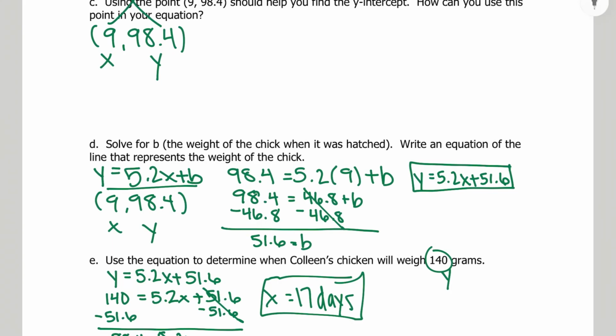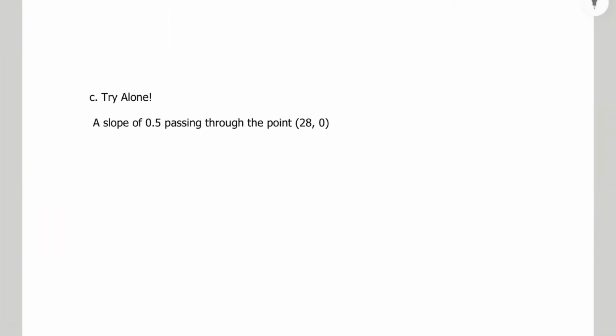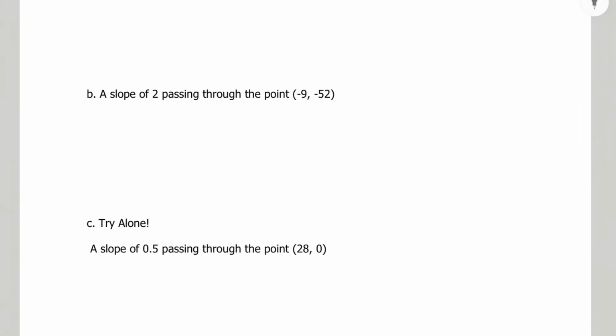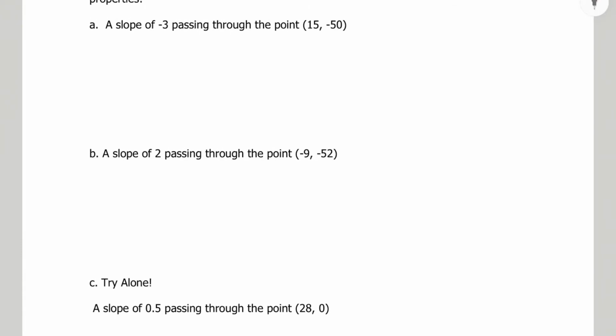So now what we're going to do is some practice with this without graphs at all and just looking at numbers. So on the next page, 279, we're going to do A and B together, same idea. And then C you're going to do on your own. And I'm still going to write the work and everything. I just won't talk through it, and you can just check your work.